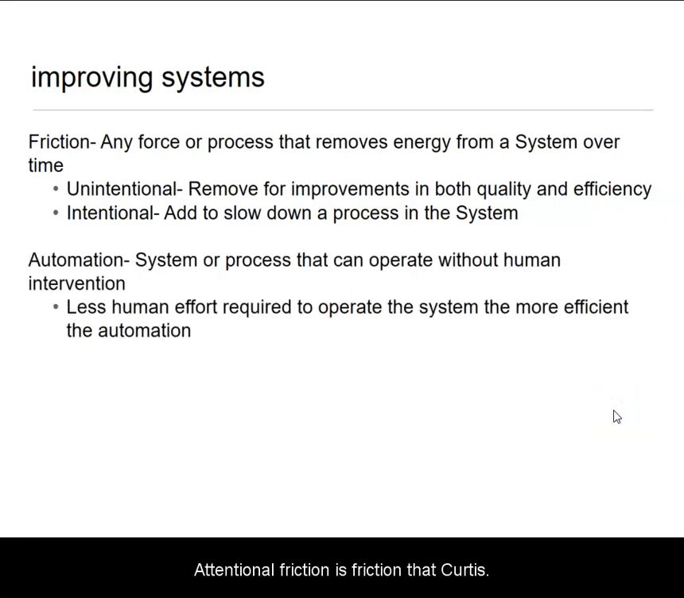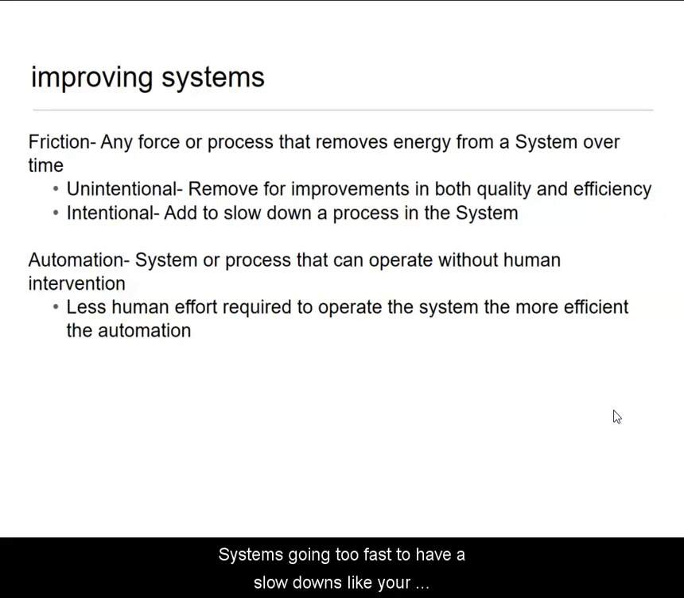Intentional friction is friction that encourages. For example, you want to slow the system down intentionally, which is sometimes a good thing. The system's going too fast, so you actually need to have a slowdown. It's like when you're watching the tennis Open right now. They have a water break or something like that. Sometimes it's good to slow the system down in order to let things catch up. It's not a bad thing sometimes to have unintentional friction.